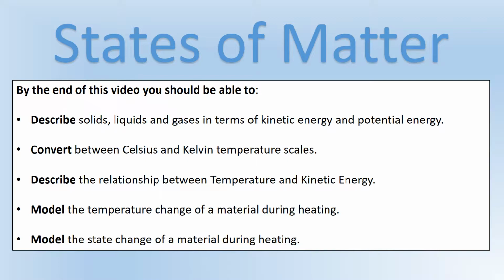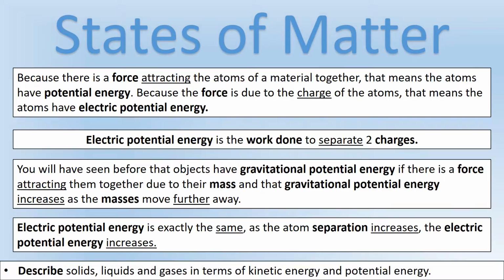Then, to be able to explain the link between temperature and kinetic energy, I'm going to introduce you to a new temperature scale called the Kelvin temperature scale, and we'll compare it to the Celsius one most of us use. Then we're going to use that relationship between temperature and kinetic energy to explain what's happening when we heat a material and its temperature changes, and when we heat a material and its temperature doesn't change during a state change. Okay, so let's first look at those types of energy.